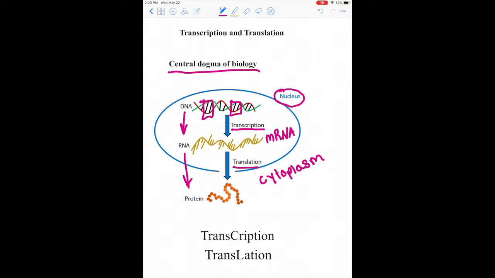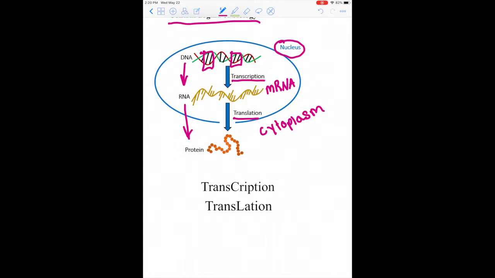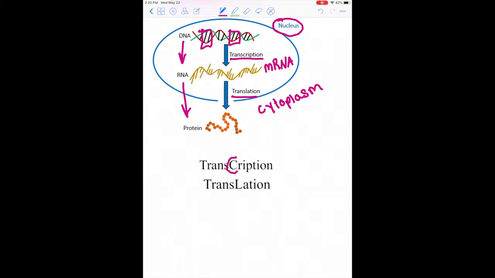To remember the order of these two processes, you can think of the alphabet. Transcription has a C in it, and translation has an L in it. C goes before L in the alphabet, so transcription goes before translation in protein synthesis.